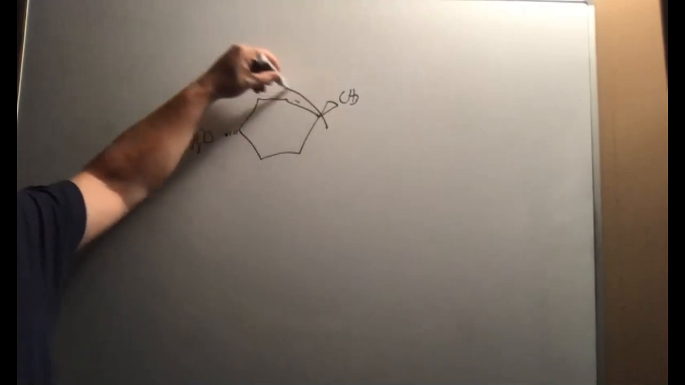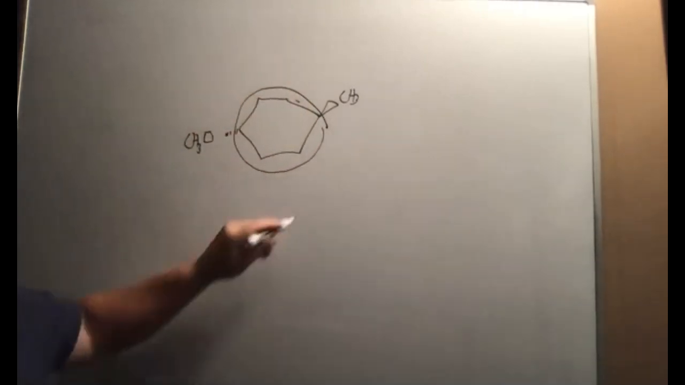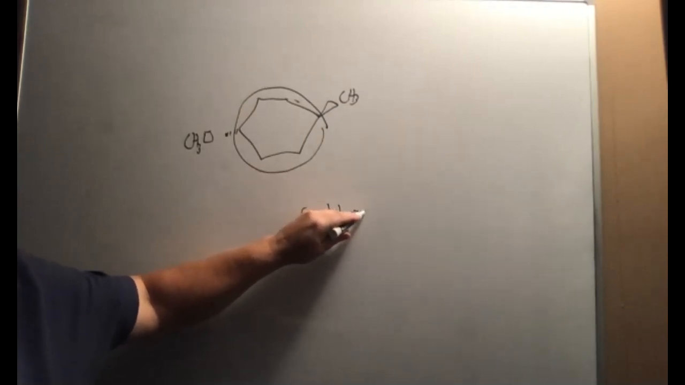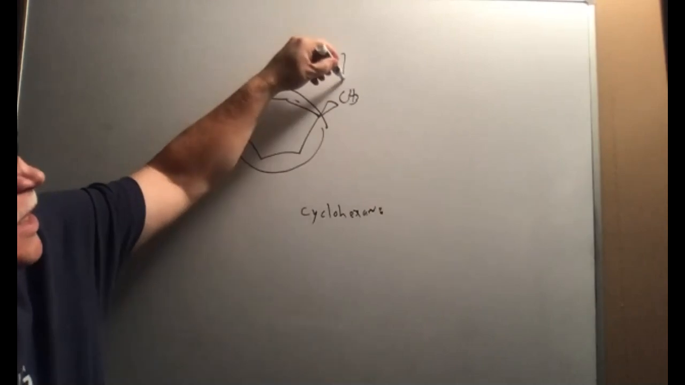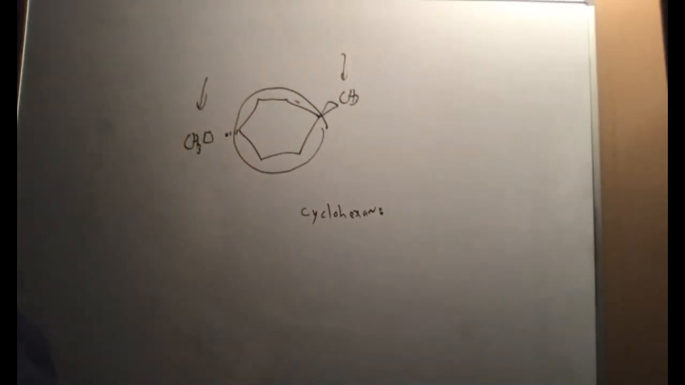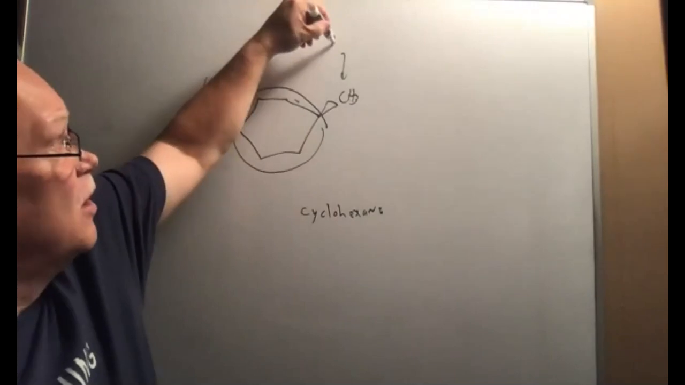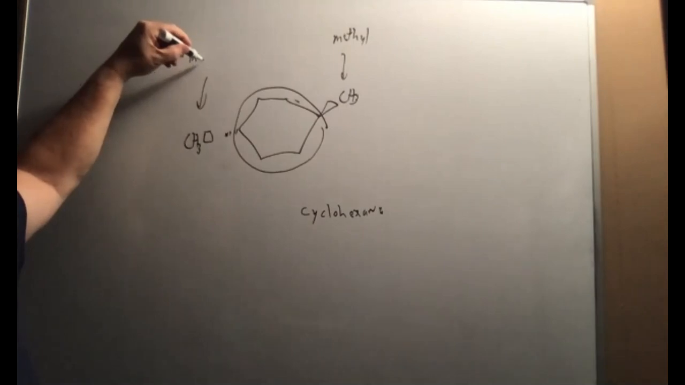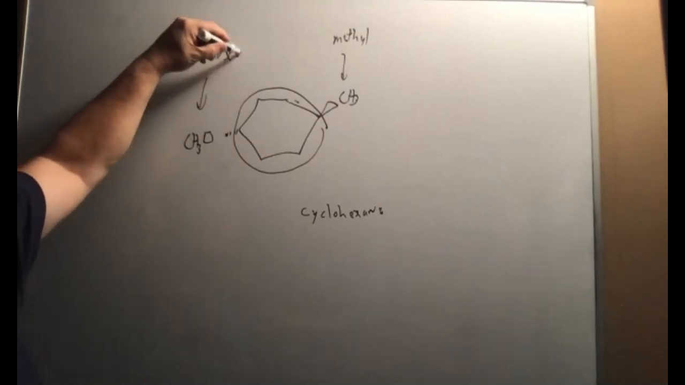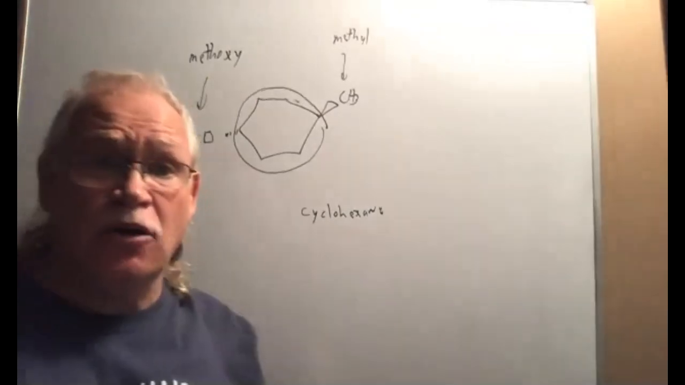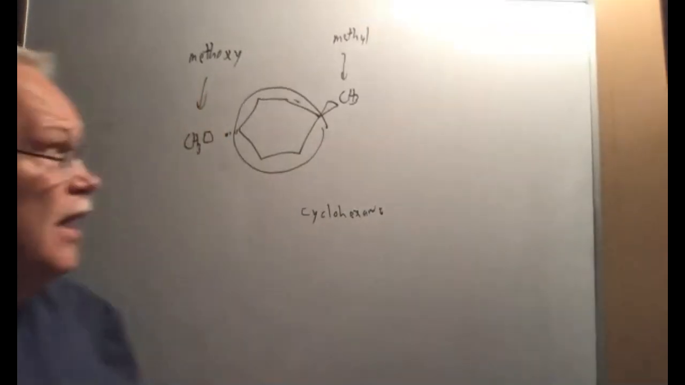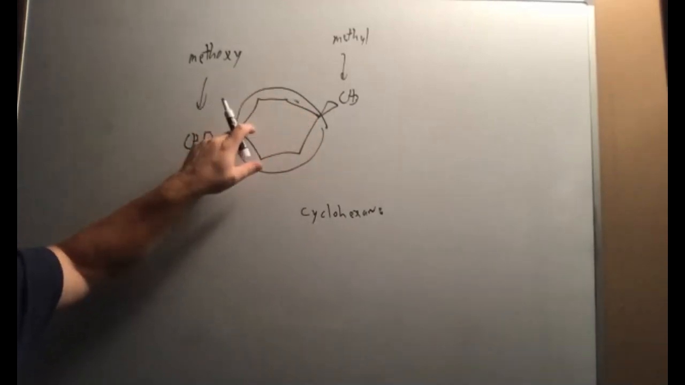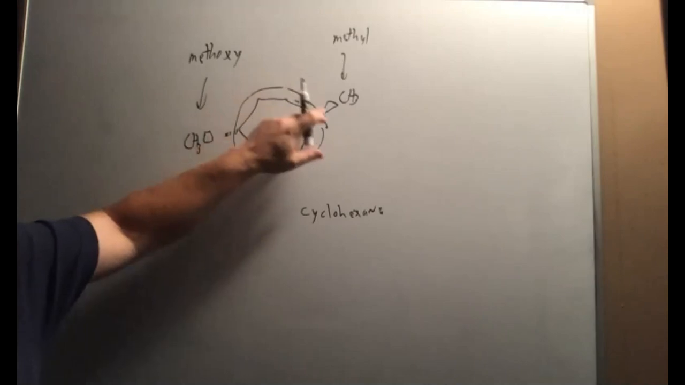So here's my main thing. Notice it's a cyclohexane. And then I just named this piece and this piece as substituents. This is called methyl. What's this one called? The methoxy. And again, we put them in alphabetical order. Now, in this case, do you agree no matter how I number it, I'm going to have 1, 2, 3, 4, or 1, 2, 3, 4.